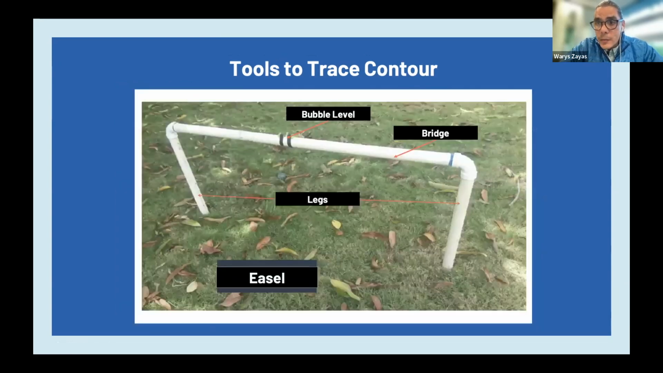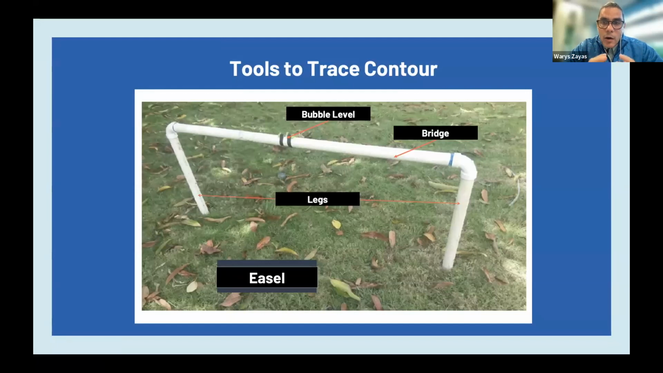Today, I will be talking a little further about the ISO or the N-frame, and this tool has 3 components, right? The first one is the horizontal piece that we use here, that we call the bridge, okay? The other one, and the main component of this tool, is the bubble level that we use there, and the other things are the legs, okay?